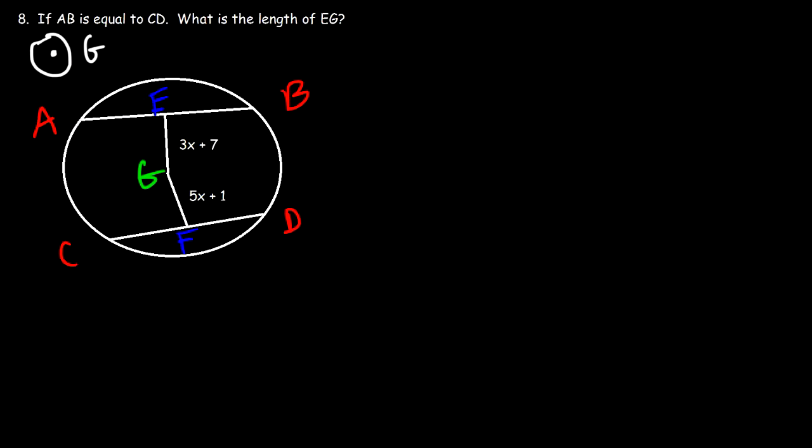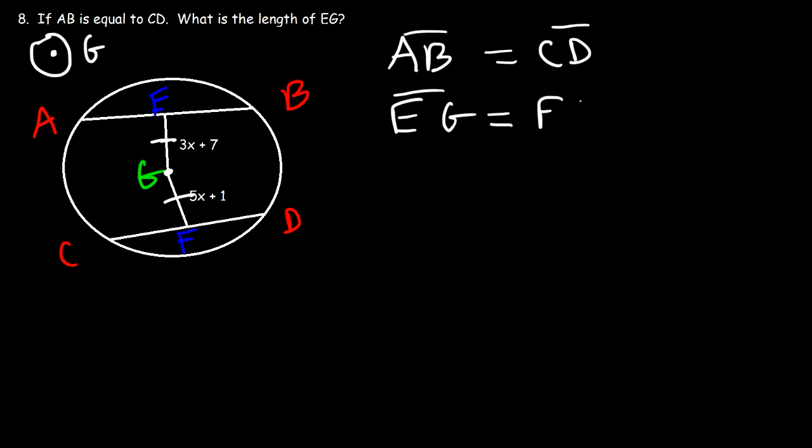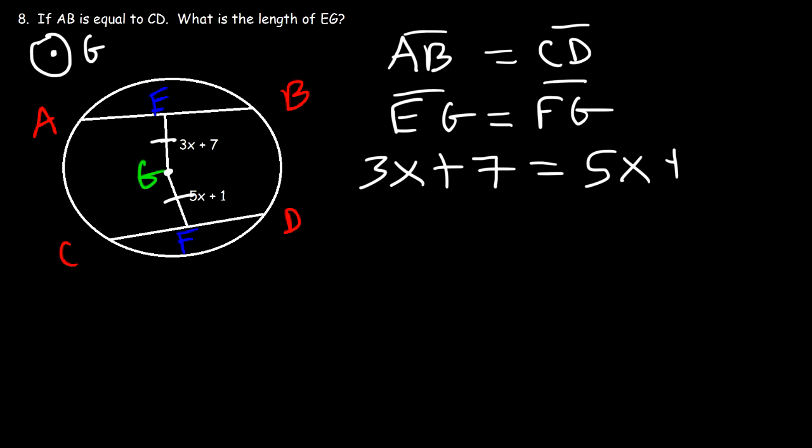Number 8. If AB is equal to CD, what is the length of EG? And this is what we're looking for. Now, if the two chords are congruent, then they're equidistant from the center, and G is the center, which means that EG and FG are the same. So we could set these two equal to each other. So therefore, EG is 3x plus 7, and FG is 5x plus 1.